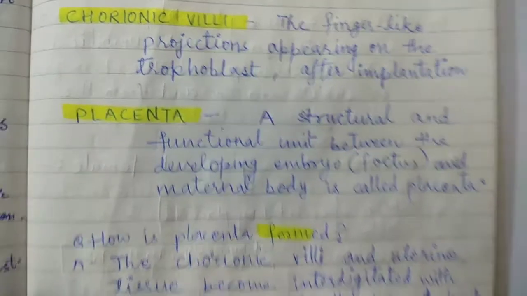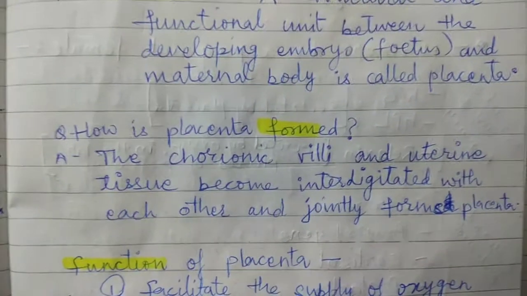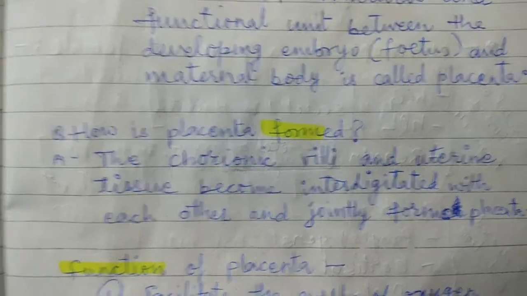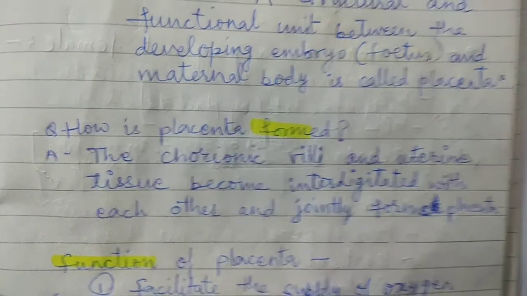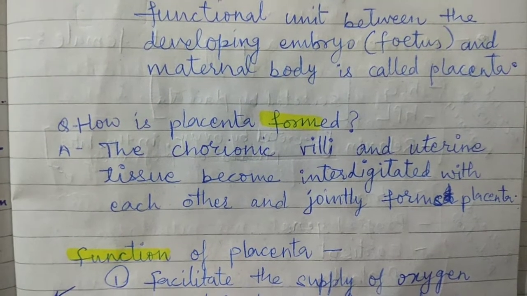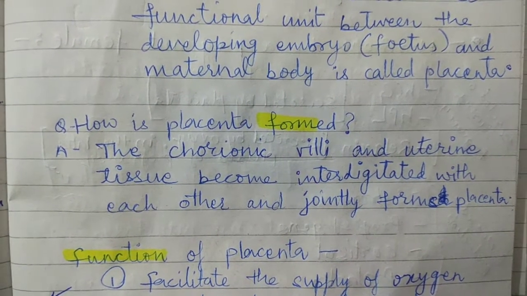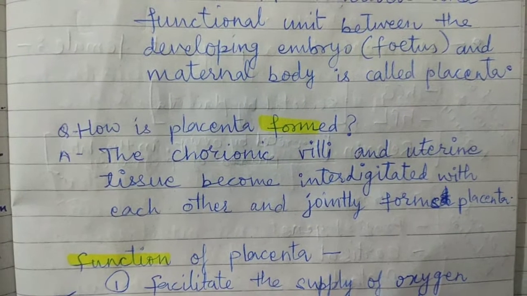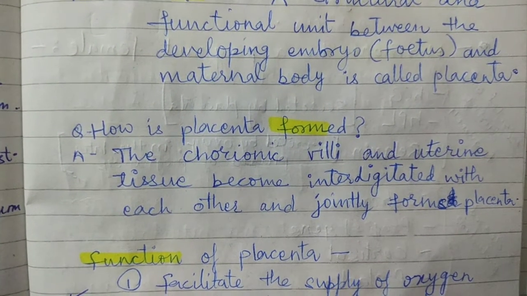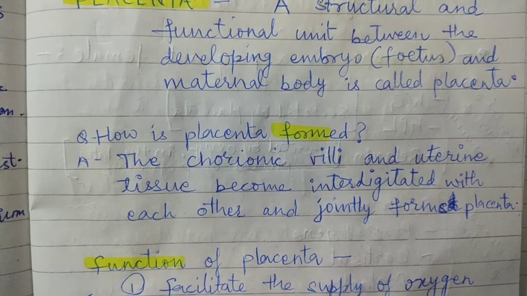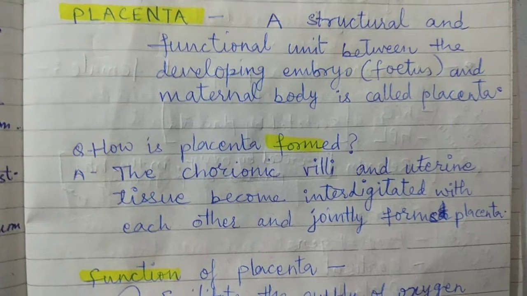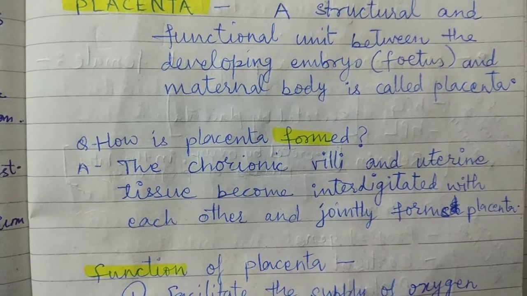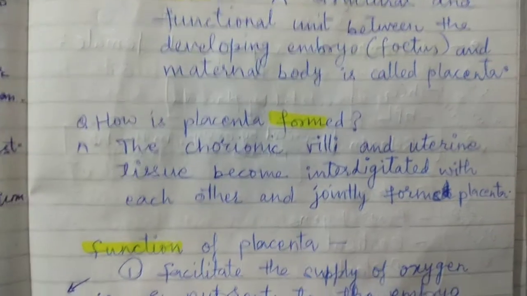How is placenta formed? Placenta is formed when the chorionic villi and uterus tissue become interdigitated with each other and jointly form the placenta. Interdigitated, like we cross the fingers of our two hands so that we can hold them. In the same way, chorionic villi and uterus tissue are joined.